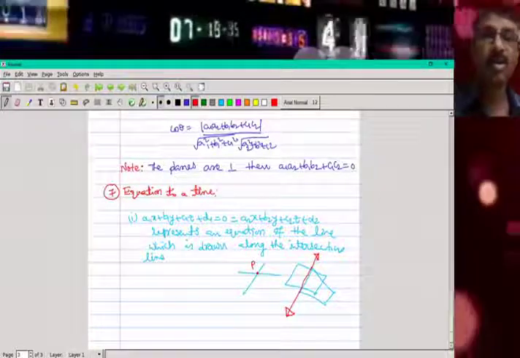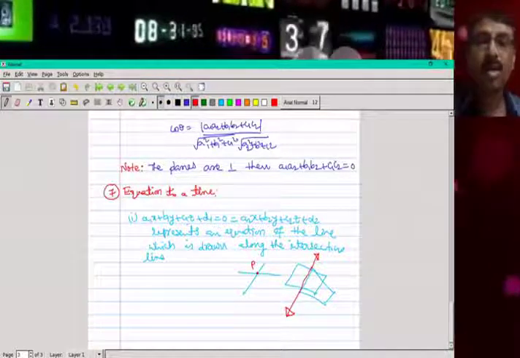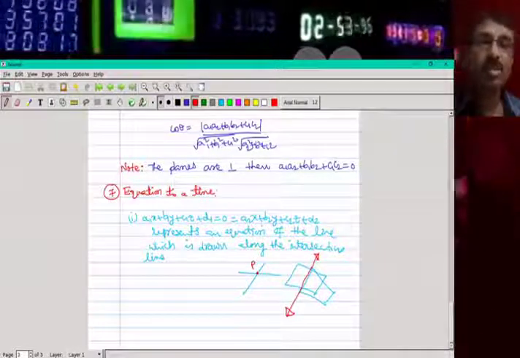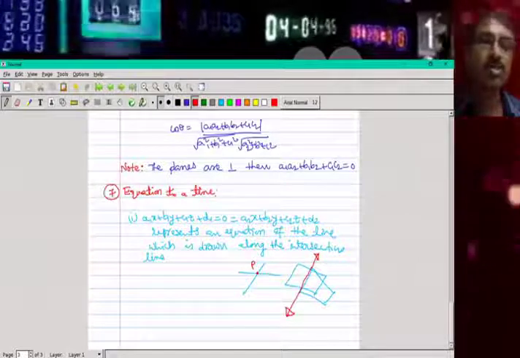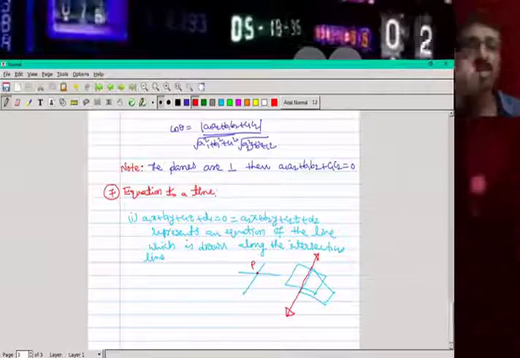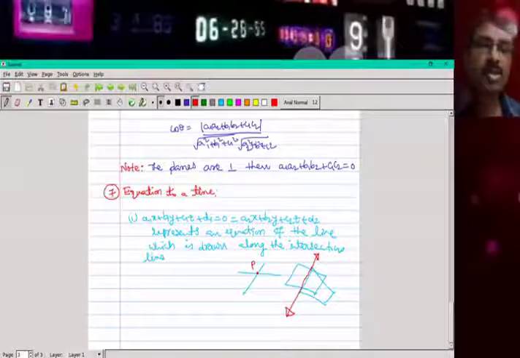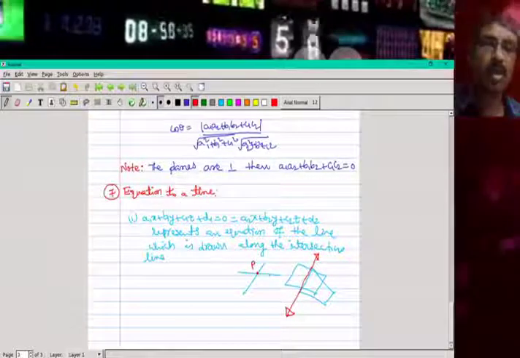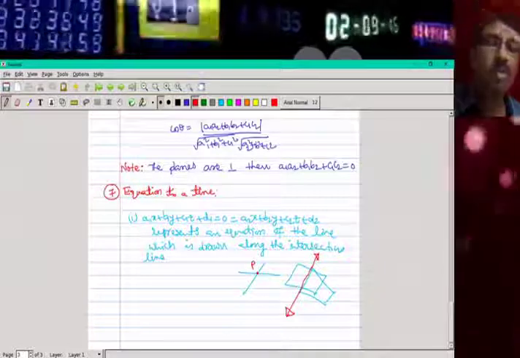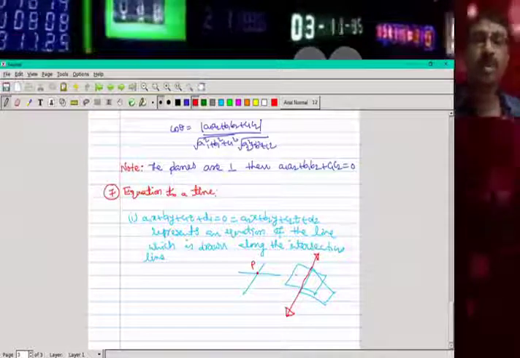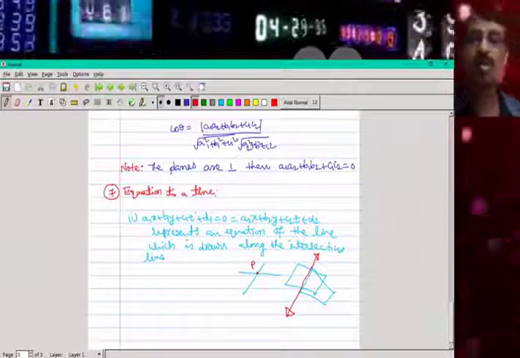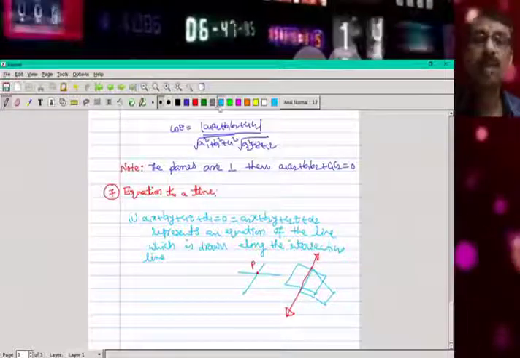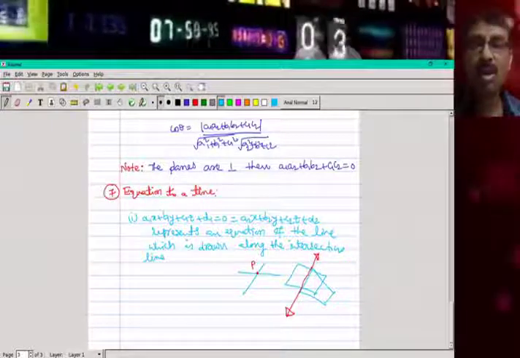So the equation of the line is denoted by a1x plus b1y plus c1z plus d1 equals 0 and a2x plus b2y plus c2z plus d2 equals 0. So the equations of two planes together represent the equation of the line which is drawn along the common points of the two planes, or the common line of the two planes. And one more form is there. Actually, this is called the non-symmetrical form.